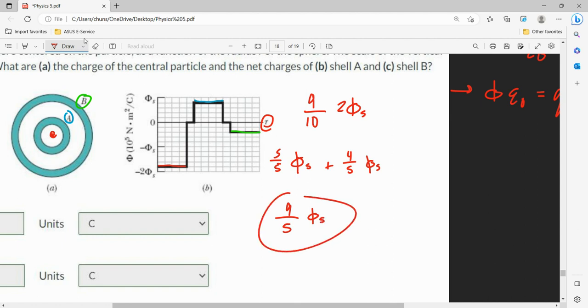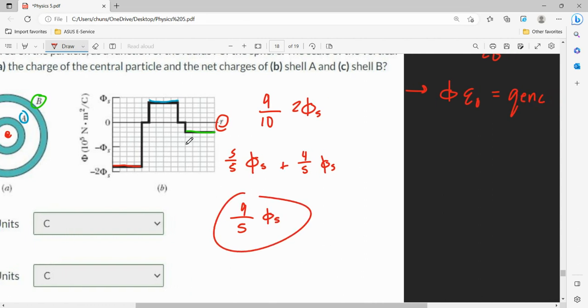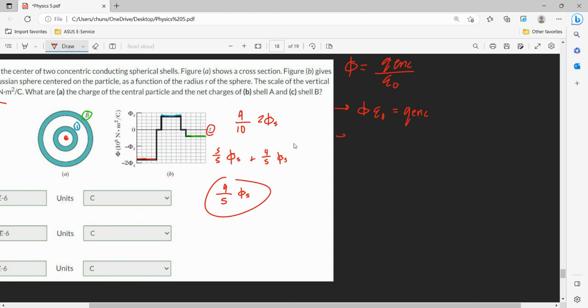Right, so let's use that one, and that's going to represent our flux. So this is 9 over 5, and let's just put our flux right in there. And epsilon 0 is a constant, times 10 to the negative 12. And this is going to give our first enclosed value.